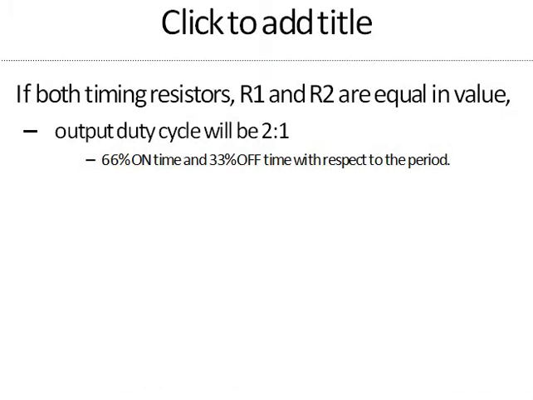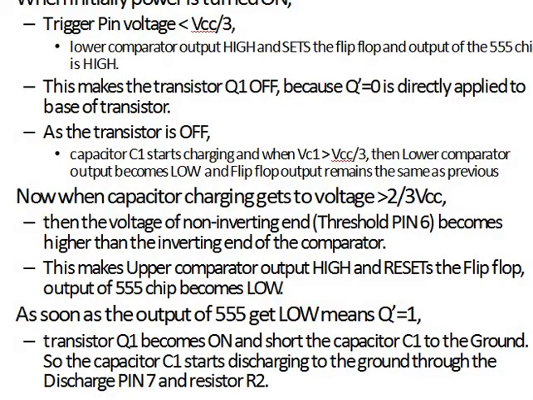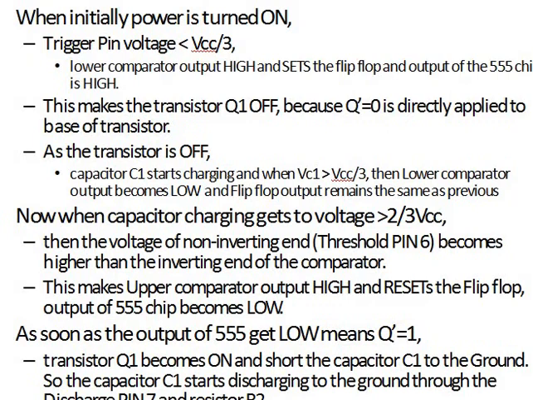So this is the astable multivibrator, and let us recap the working of an astable multivibrator using the 555 IC. So when initially the power is turned on, it triggers the input voltage.